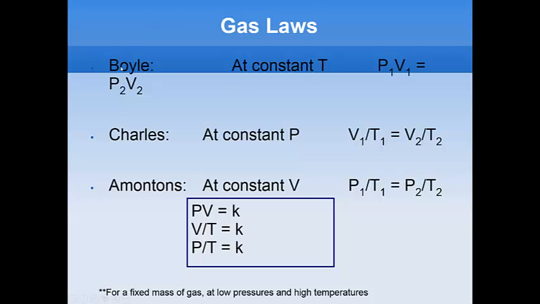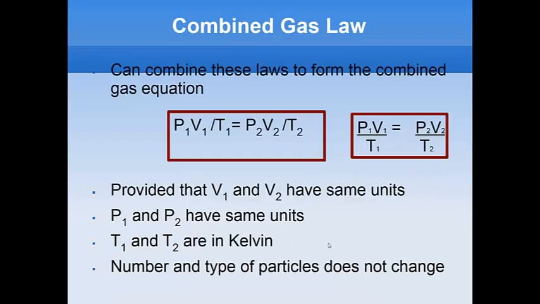We've got Boyle's law, which is at constant temperature, P1 V1 equals a constant, or P1 V1 equals P2 V2. Charles' law at constant pressure gives you V1 over T1 equals V2 over T2, and Amonton's law at constant volume. So you can see all of these work out to be a constant. So you go, well, hey, if they're all a constant, let's combine them. So we combine them to form the combined gas equation: P1 V1 over T1 equals P2 V2 over T2.